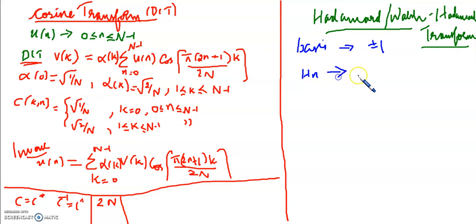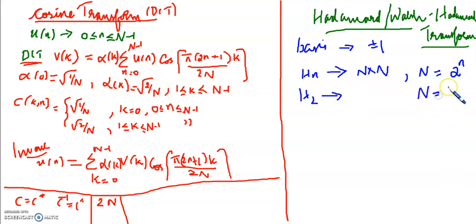This Hn will be a capital N by capital N matrix, where capital N is equal to 2 raised to small n. When I write the nth order Hadamard matrix, it is an N by N matrix where N is equal to 2 raised to n. For example, for H2, N is equal to 2 raised to 2, which is 4. So H2 will be a 4 by 4 matrix.